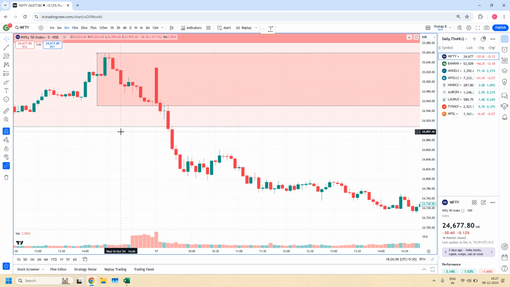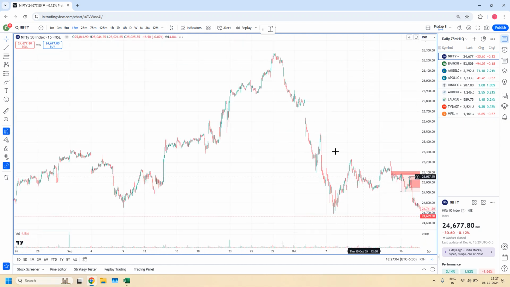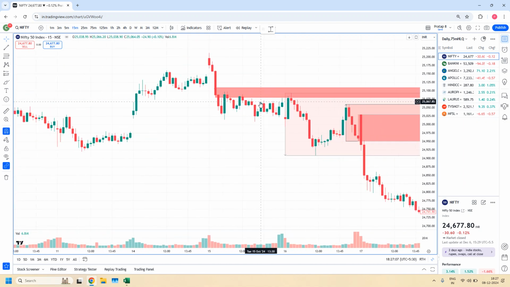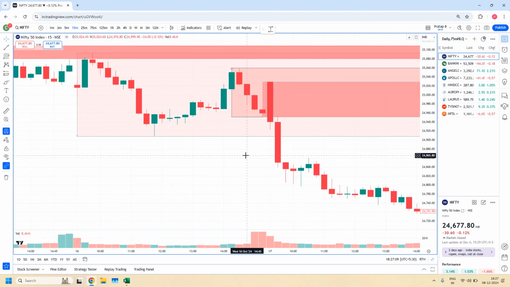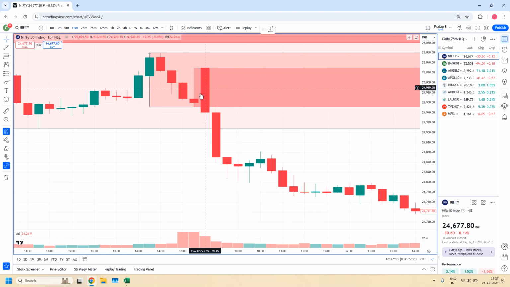Sorry, I made a mistake. I went to the 5 minutes time frame. The 15 minutes is okay. I was talking about 5 minutes, why I didn't draw. Sorry, actually I deleted the 15 minutes one. The 15 minutes came out of the zone. We have a drop, base, drop. This 15 minutes is valid.